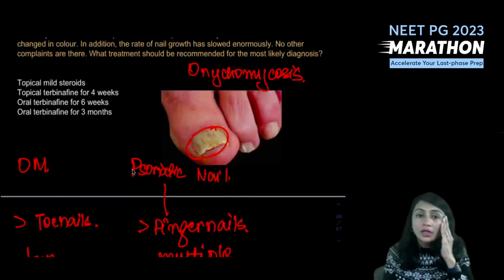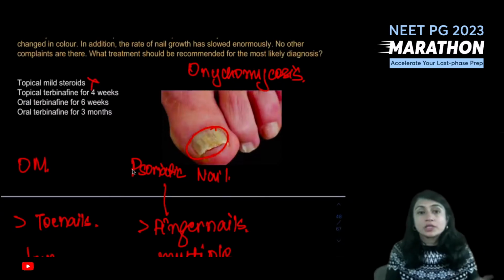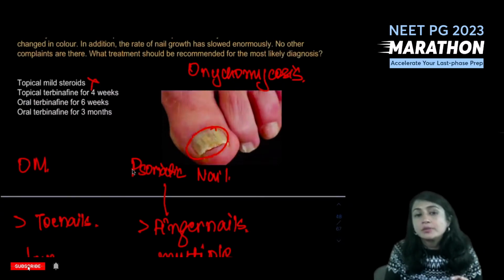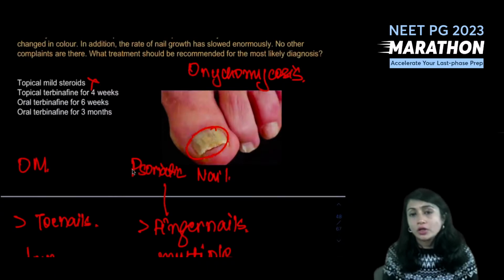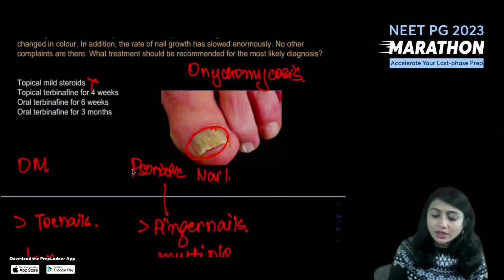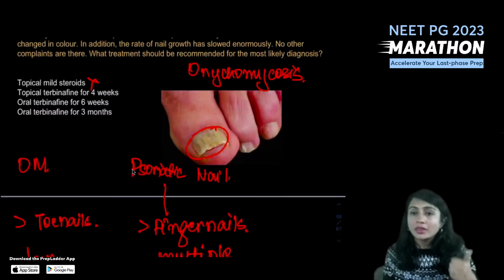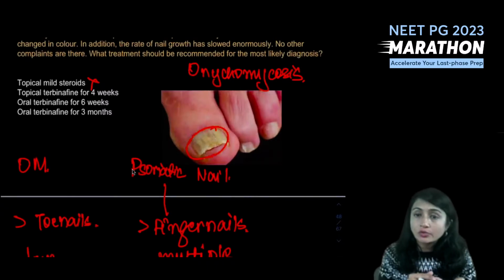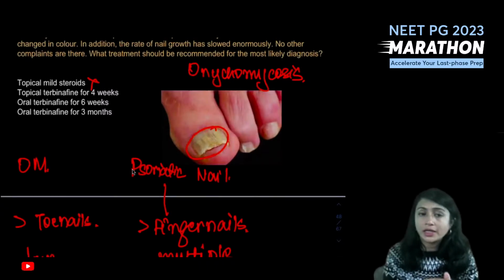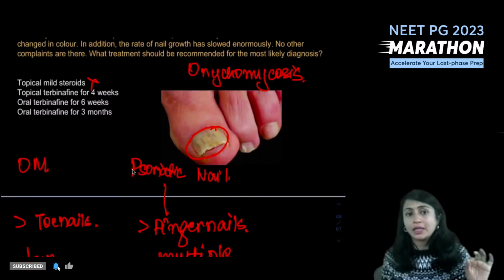But they're not asking you the diagnosis again. They're asking you what treatment would you recommend here. So will you give mild steroids? Obviously not. Will you give topical terbinafine? But I told you, you usually do not use topical treatment, especially if multiple toenails are involved. If it was a single toenail, then you can think of topicals, and in that case also you would prefer topical nail lacquers like ciclopirox or amorolfine nail lacquers. You will not give topical terbinafine, which is not available as nail lacquer.